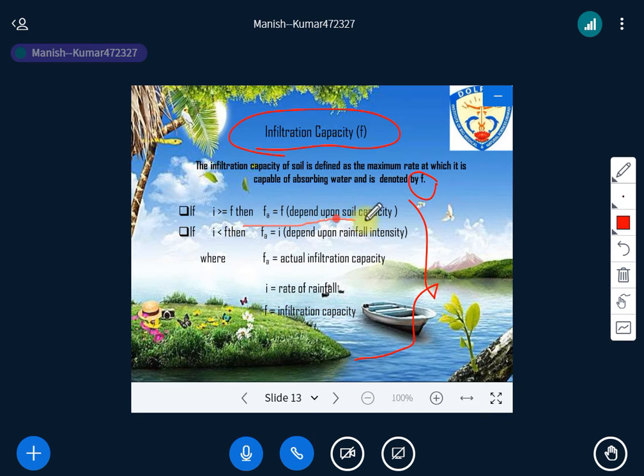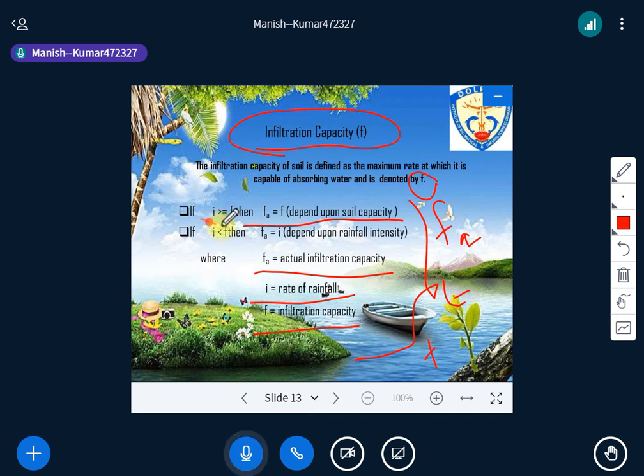And here is another thing you get, fa. Fa is the actual infiltration capacity, i is the rate of rainfall, and f is the infiltration capacity. Again I am saying fa, let me write it here. Fa represents the actual infiltration capacity, i is the rate of rainfall, and f is the infiltration capacity, right?